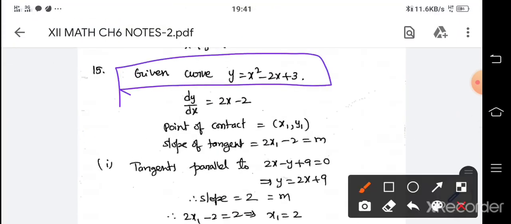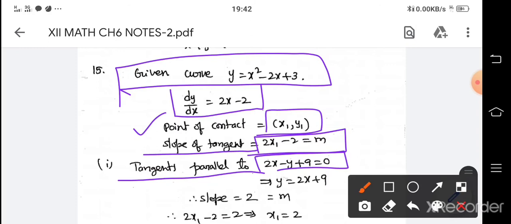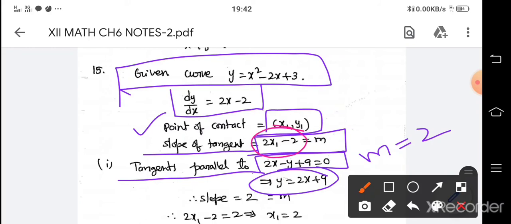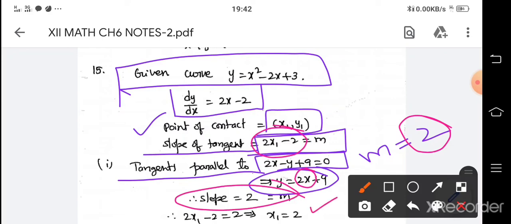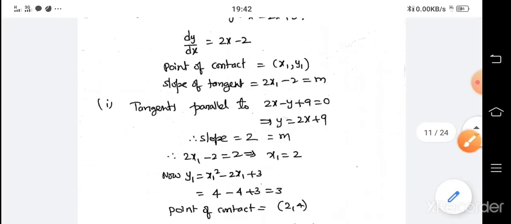Given curve y is equal to x square minus 2x plus 3, so immediately we find out the dy by dx. They are asking tangents parallel to one line, like that. So point of contact is x1 y1, you take, slope of tangent is this one. Tangents are parallel to this line, so first convert into y is equal to mx plus c format. Slope is 2. Slope is how much? 2. Look very carefully. But the slope we got and what they gave, 2, by using this c. So slope is equal to 2, so equate them, so x1 value will come. Once you get x1 value using this equation, you can get y1 value.